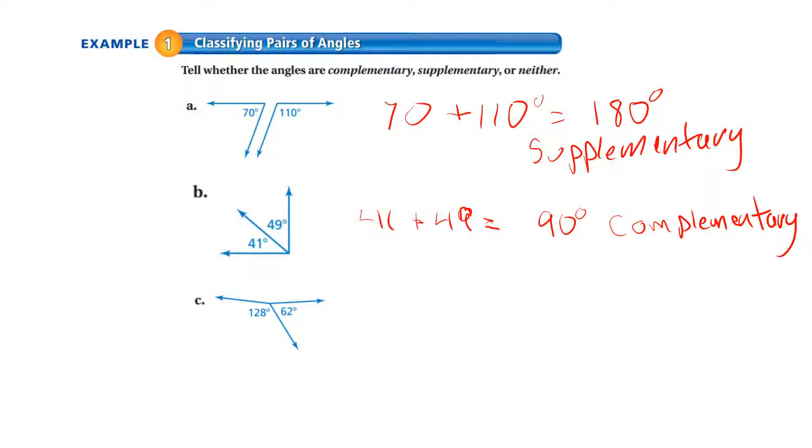Let's look at that last example, or example C. It looks to me like those two angles form a little bit more than a straight angle, or they're going to be a little bit larger than supplementary, but let's double check. We have 128 plus 62, and we're going to add them. So these two angles add up to 190 degrees, which is too big. So these are neither.